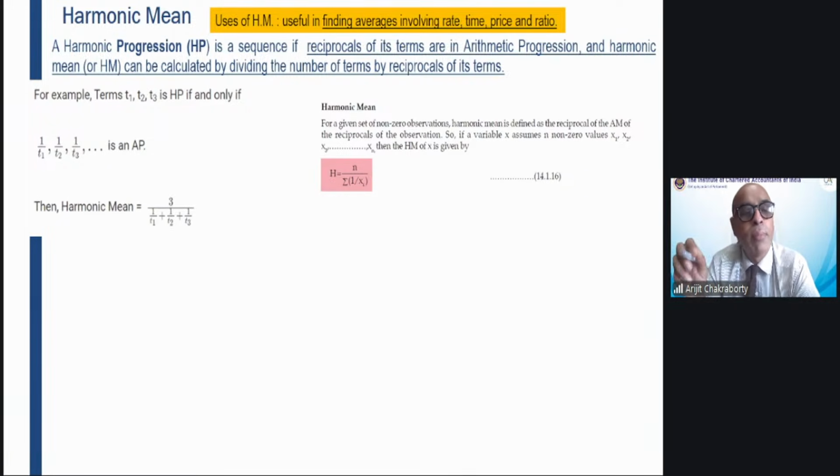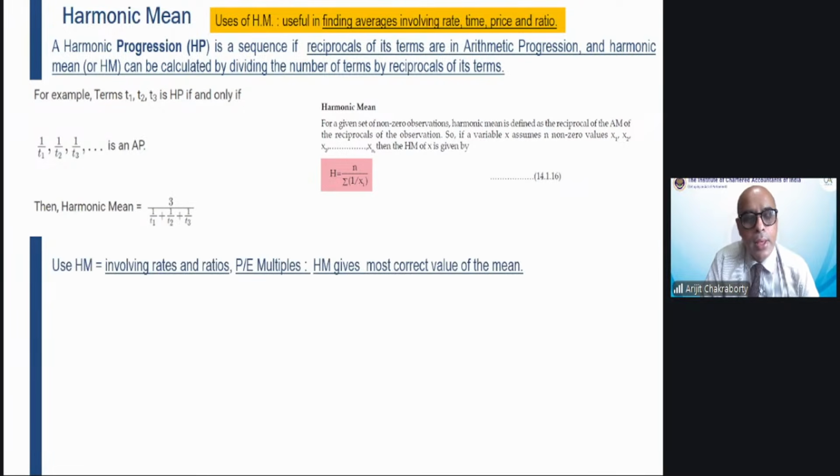That means 1 by x plus 1 by y plus 1 by x1 plus 1 by x2, it will go on, because these reciprocals are in arithmetic progression, and in the numerator we will have the total number of observations, which is n. So therefore we see that T1, T2, T3 will be in harmonic progression only when 1 by T1, 1 by T2 are in arithmetic progression.